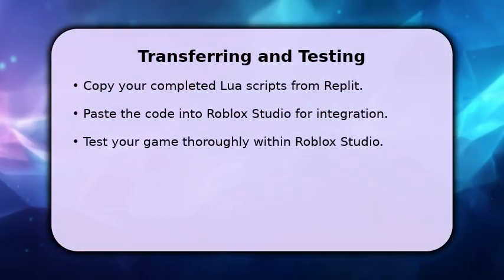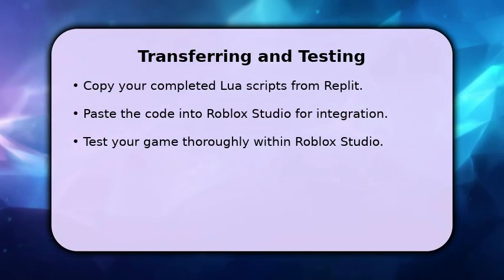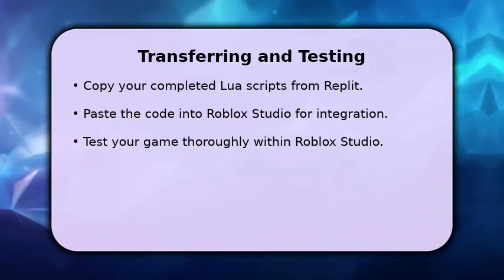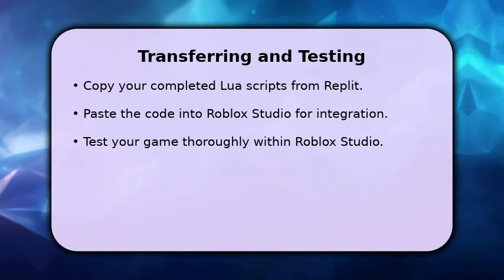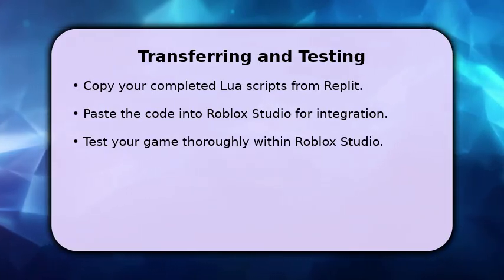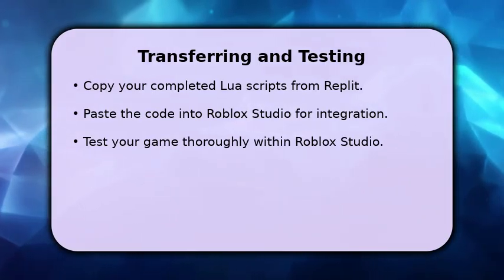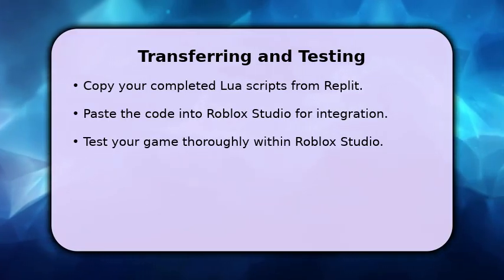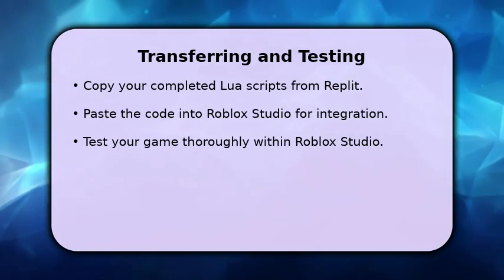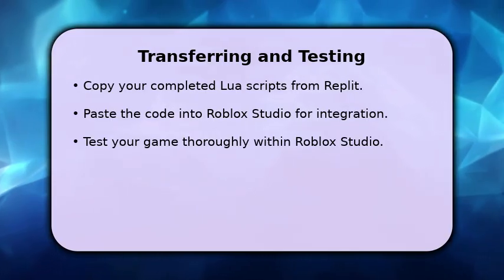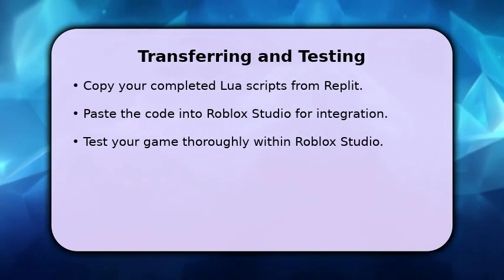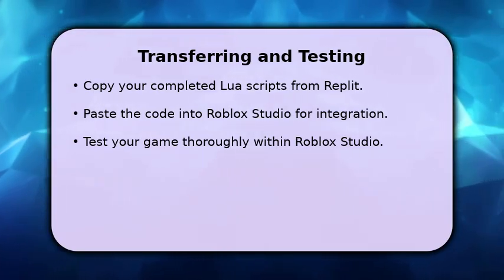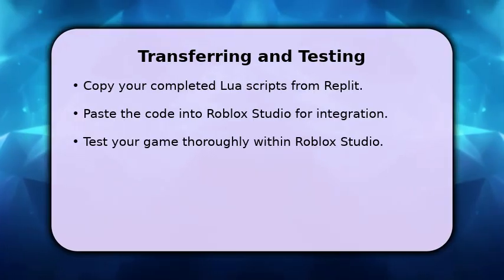Once your code is ready, the next step is to transfer it to Roblox Studio for testing. Simply copy your completed Lua scripts from your Replit project. Then, paste this code into the appropriate script objects within Roblox Studio. Thoroughly test your game within the Roblox Studio environment to identify any bugs or areas for improvement. You can then return to Replit to make necessary adjustments and repeat the testing process, creating a smooth development and iteration cycle.